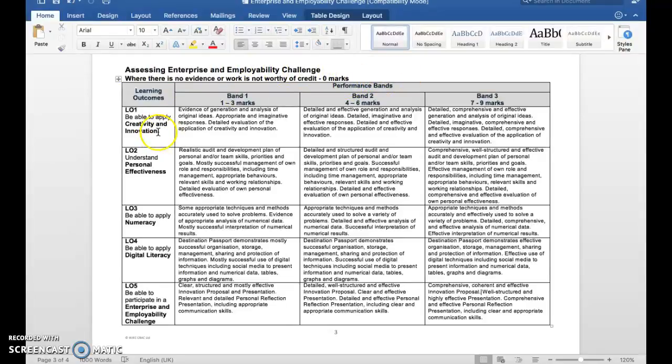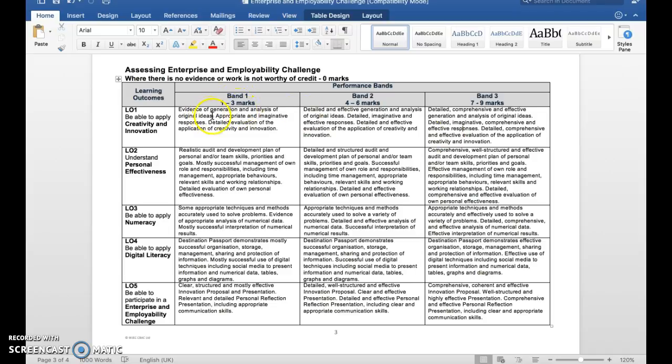So let's start off with creativity and innovation, where we'll be looking for things when we're using this as a judgment. Over in here, we'll look in band 3, because that's where you should all be aiming. We'll be looking to see if you've done detailed, comprehensive and effective generation and analysis of original ideas. So that's your innovation venture. If you remember in the previous video, I discussed that you have to come up with different ideas for your innovation venture, different ways of doing it, okay? A lot of students in the past just want to concentrate on the one idea, which isn't going to give you that mark.